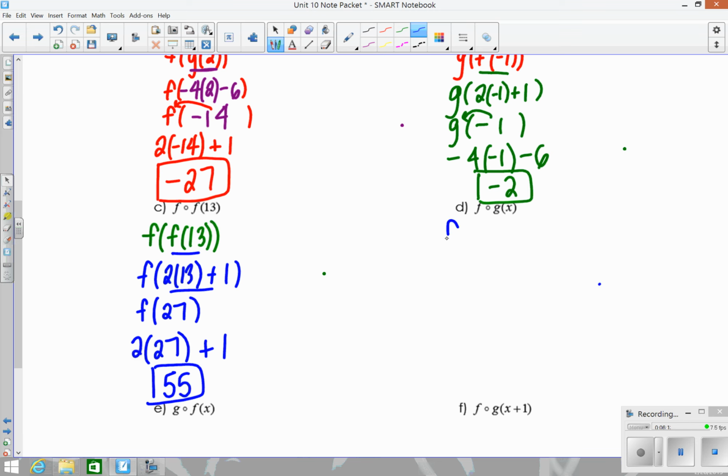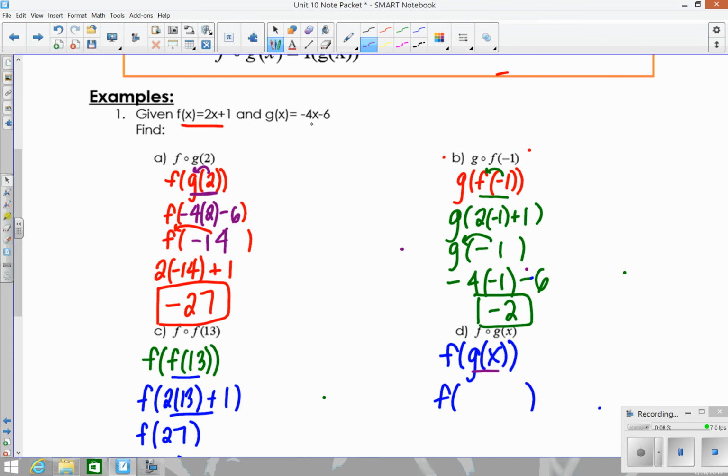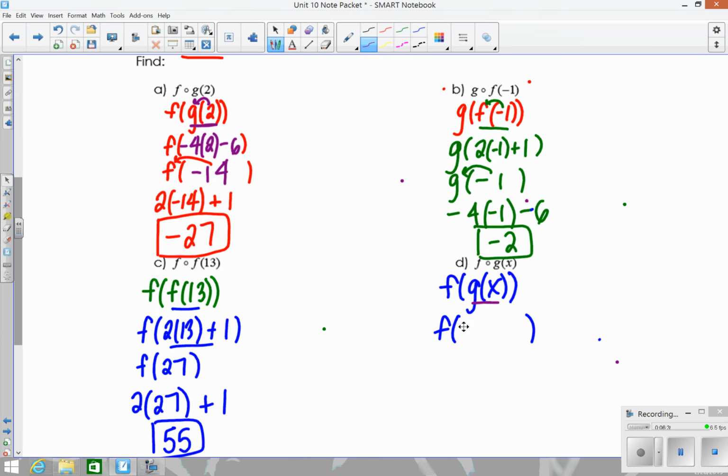The next one here, f of g of x. Notice this time we don't have any numbers. So the first thing we're going to do is still evaluate the inside. So we have f, and the inside is g of x. Take x and input it into function g. So if you replace x in function g with x, it's going to be exactly the same thing. So it's just going to be -4x minus 6.